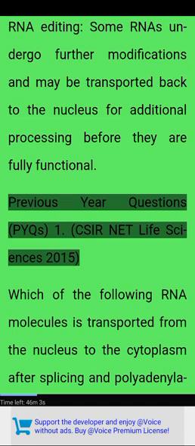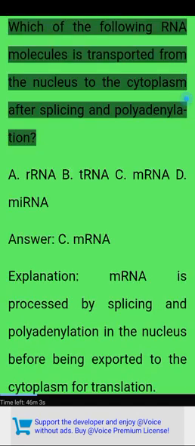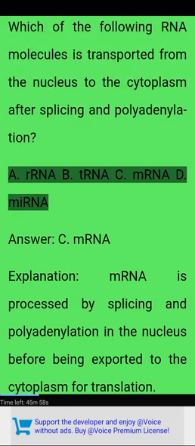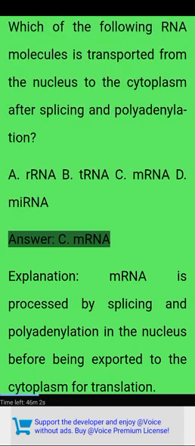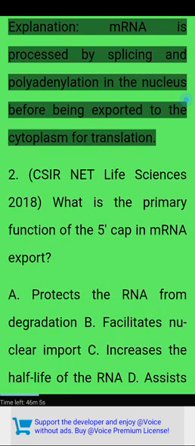Previous year questions, PYQs. 1. CSIR NET Life Sciences 2015. Which of the following RNA molecules is transported from the nucleus to the cytoplasm after splicing and polyadenylation? A, rRNA. B, tRNA. C, snRNA. D, mRNA. Answer: D, mRNA. Explanation: mRNA is processed by splicing and polyadenylation in the nucleus before being exported to the cytoplasm for translation.